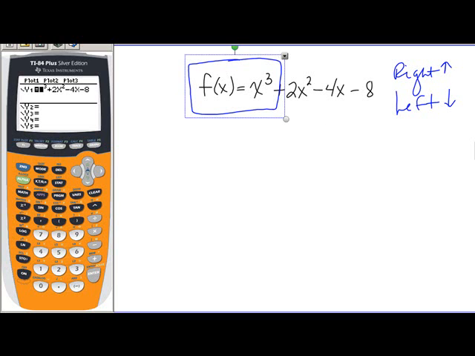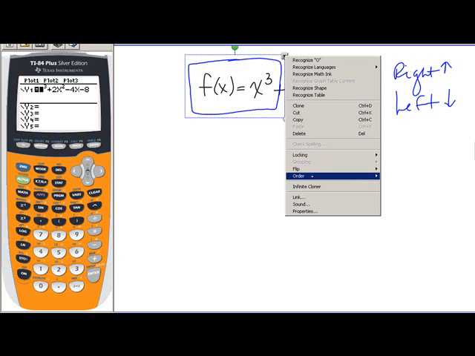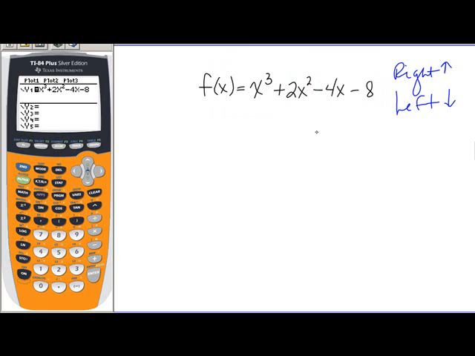Well, here's the deal. Let me get this out of the way. Delete. There we go. Okay. When you have a polynomial function, the end behavior is always going to be dominated by the leading term. So you can look just at the x cubed and predict what the ends of this graph will do.